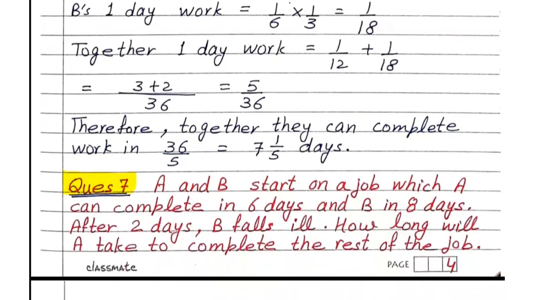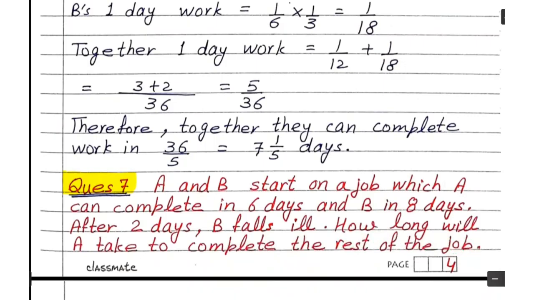See question number 7 now. A and B start on a job which A can complete in 6 days and B can complete in 8 days. After 2 days, B falls ill. How long will A take to complete the rest of the job? Children, try to understand the question first.